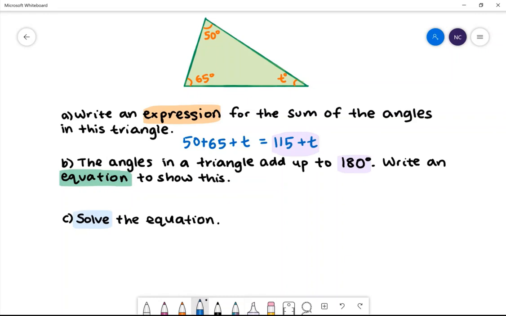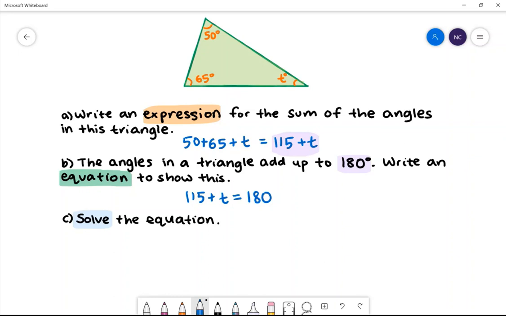Part B, the angles in a triangle add up to 180 degrees. Write an equation to solve this. The equation will be 115 plus t equals 180 degrees. Part C, solve the equation.